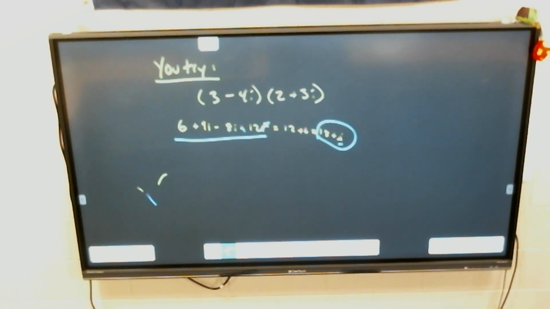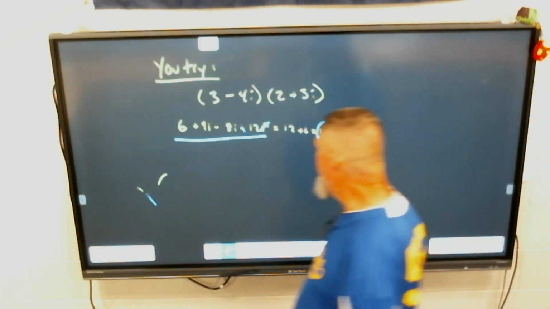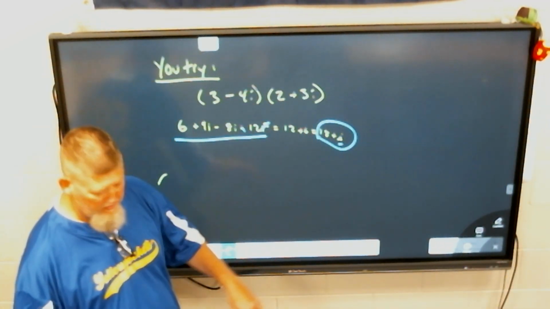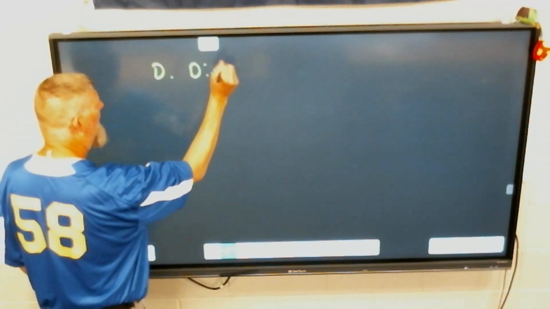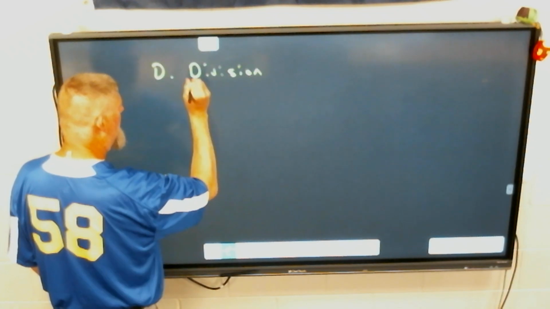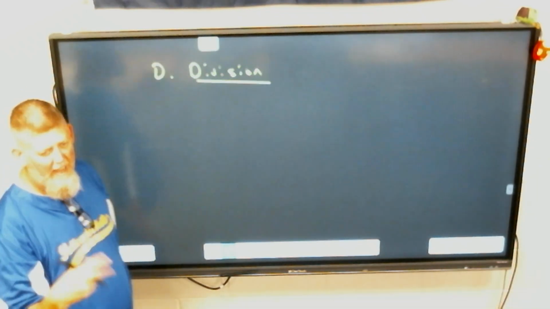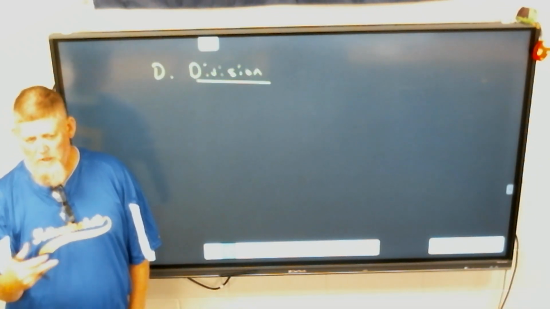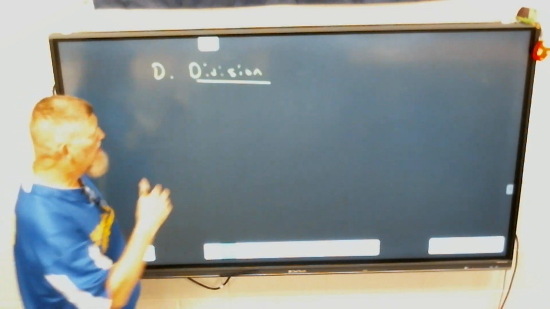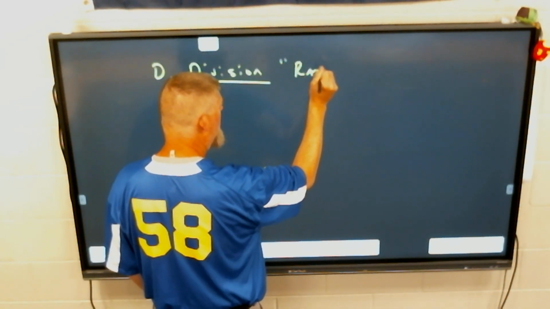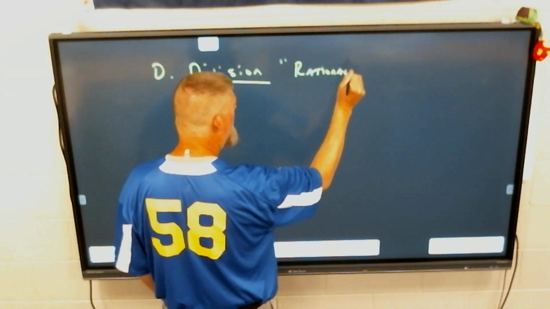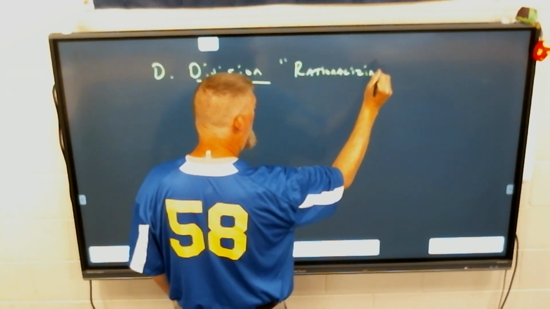Okay, so let's look at the last one then, division. So this is part D, division of complex numbers. Now, really we're not dividing. We're simply going to change its form. And actually, it's kind of an old thing called rationalizing the denominator.